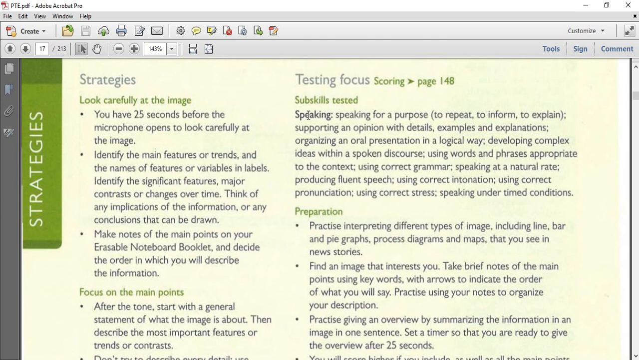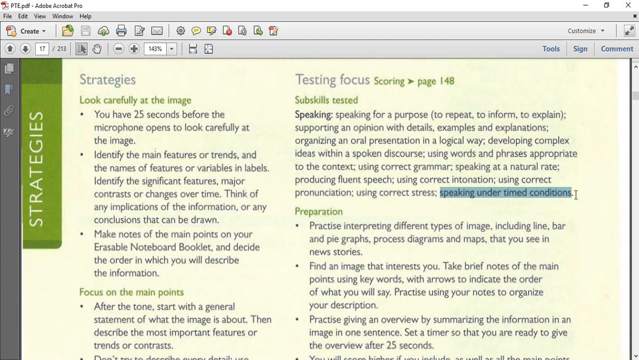Sub-skill tested. Okay, speaking. So speaking for a purpose to repeat, to inform, or to explain. Supporting an idea with details, examples, and explanations, organize an oral presentation in a logical way. Develop complex ideas within a spoken discourse using words or phrases appropriate to the context, using correct grammar, speaking at a natural rate, using fluent speech, using correct intonation, using correct pronunciation, using correct stress, speaking under time limit conditions.